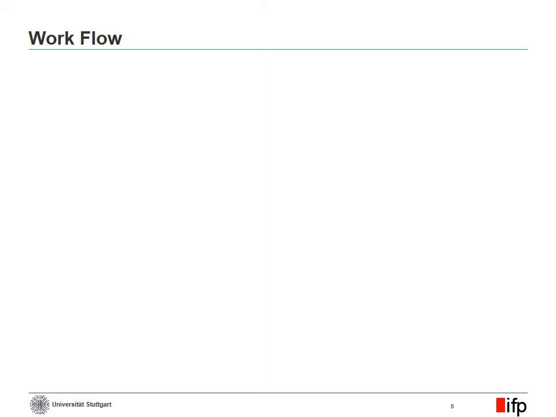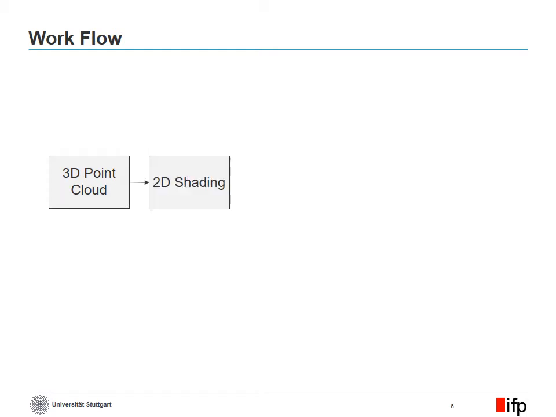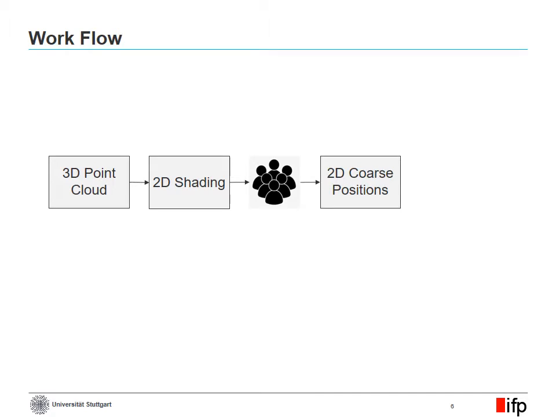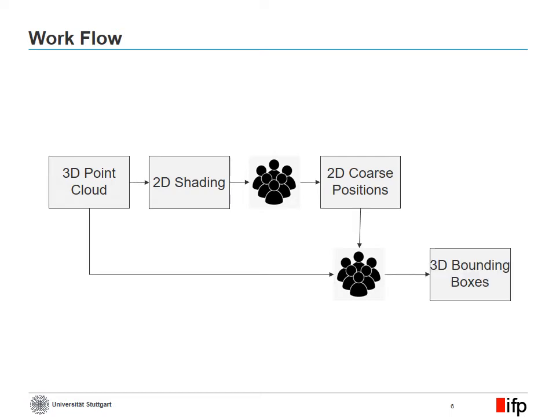What we want to do is to identify vehicles in a 3D point cloud. So we start with the 3D point cloud. Then we calculate a 2D shading out of that point cloud and show that shading to the crowd. The first task is to identify the coarse positions of the vehicles in that 2D shading. Then in the next step, we take these coarse positions, cut out small parts of the 3D point cloud, and then present the 3D point cloud to the crowd workers. The task of the crowd workers is to approximate all vehicles with 3D bounding boxes.